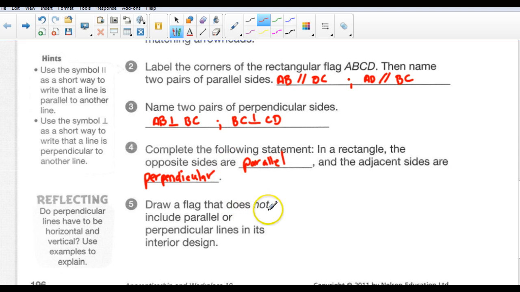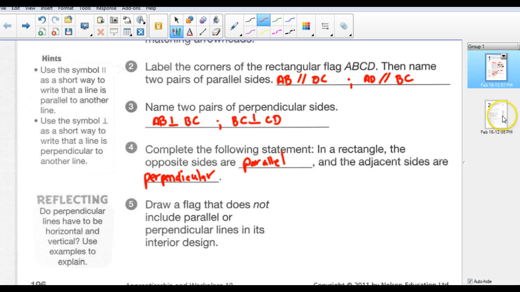Okay, draw a flag that does not include parallel or perpendicular lines in its interior design. Well, you guys can go ahead and do that. It's pretty much any kind of shape you want.